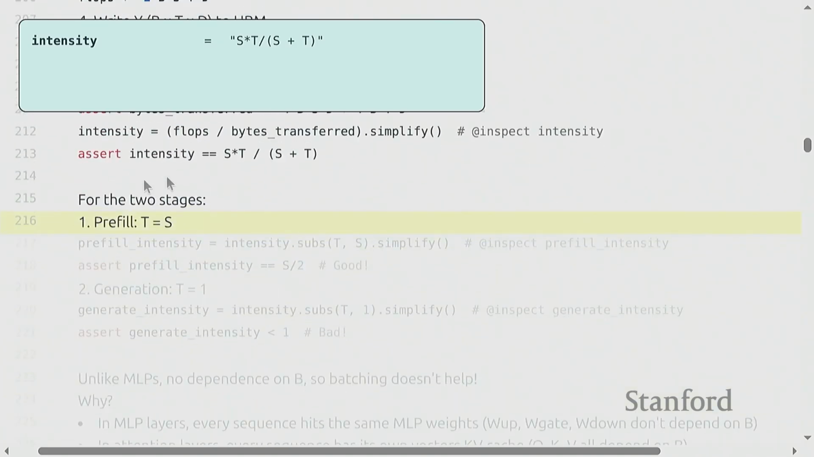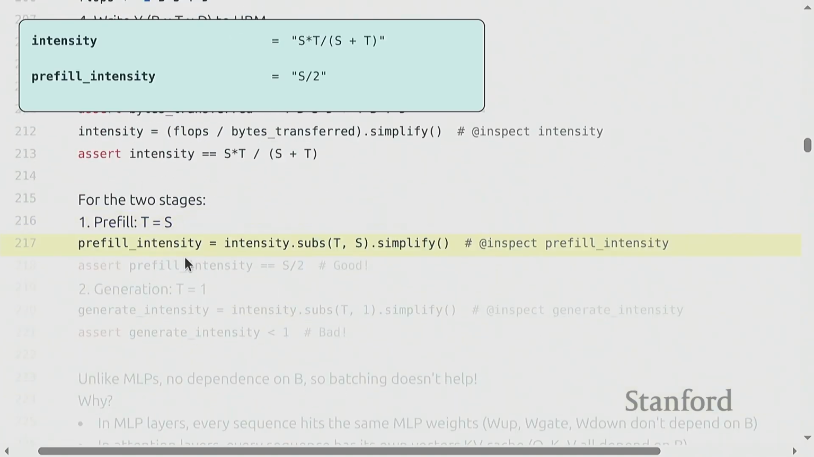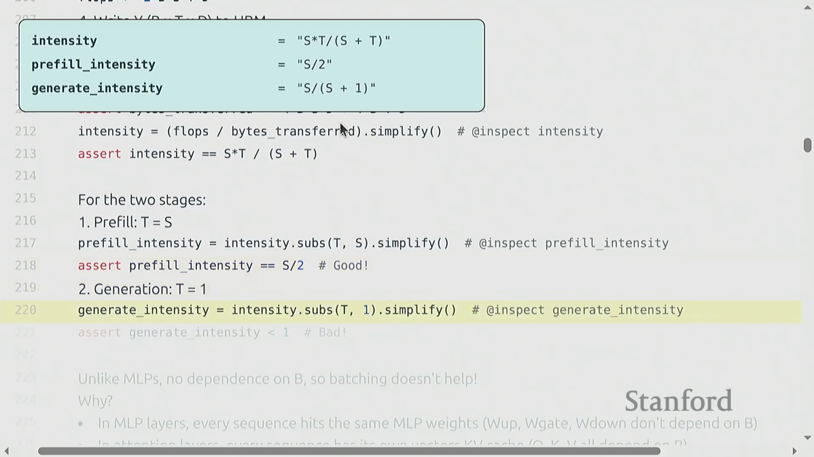So in prefill, T equals S. That means your prefill intensity is order S. That's good, right? Because as long as you have long enough sequences, then you're good to go. And generally we can assume the sequences are long enough. During generation, however, you'll see that the intensity is S over S plus 1, but that's basically 1. And remember, 1 is really bad.